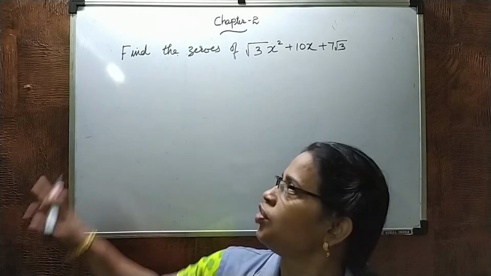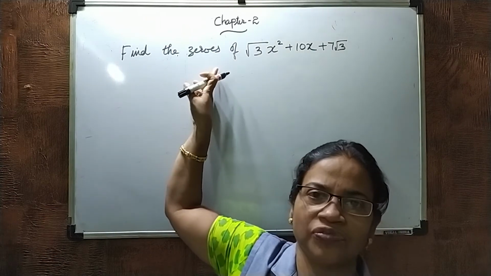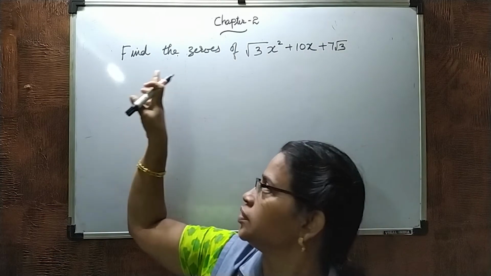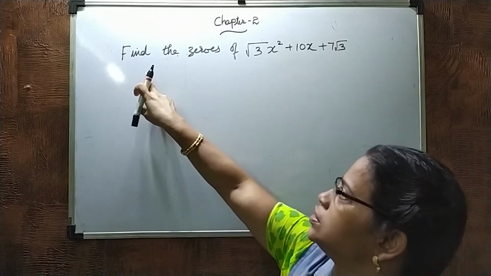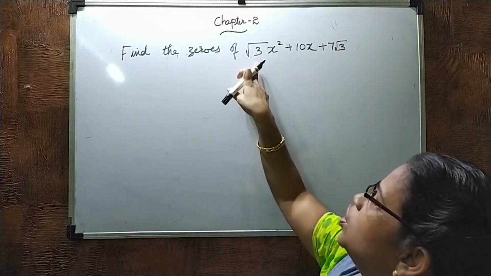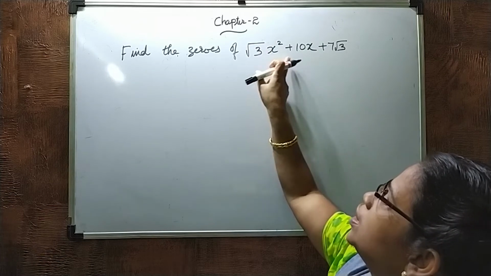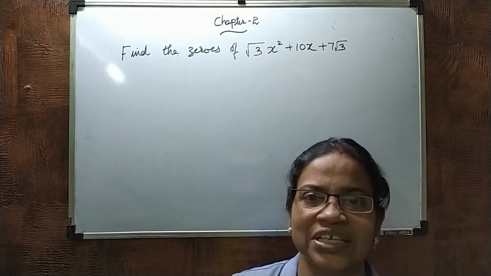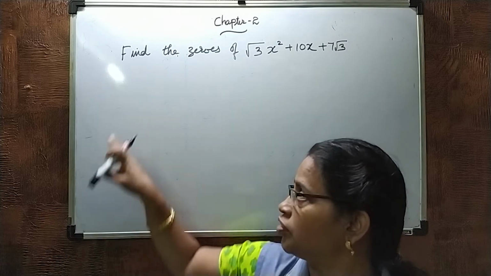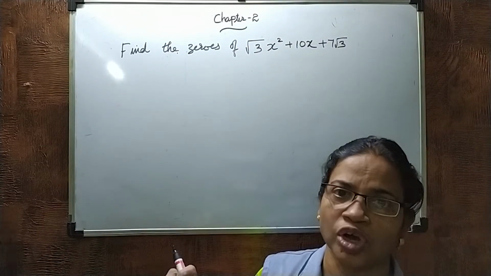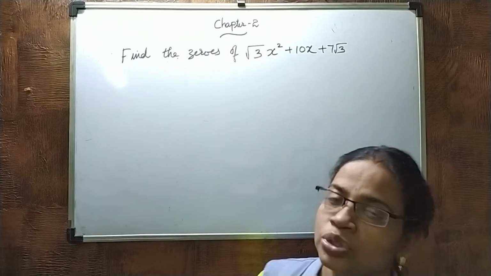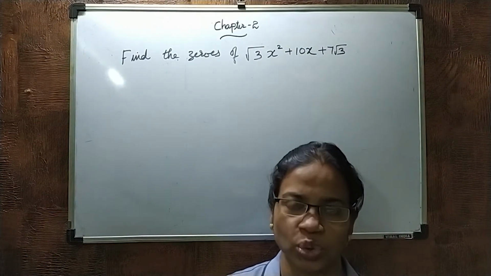Before that, I want to show this answer of this question. The question was also given in the online class. The question is, find the zeros of root 3 x square plus 10x plus 7 root 3. You have to find out the zeros. This is a quadratic polynomial. Degree is 2, so you have to find out 2 zeros.